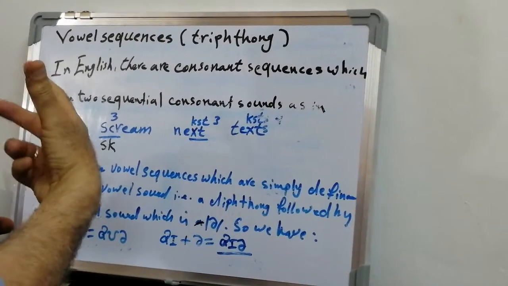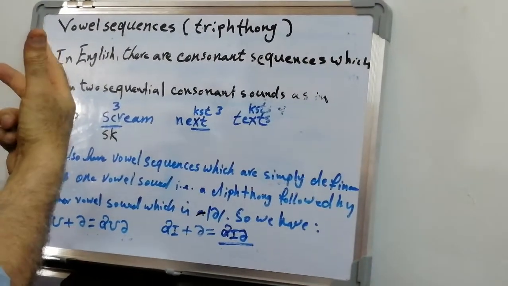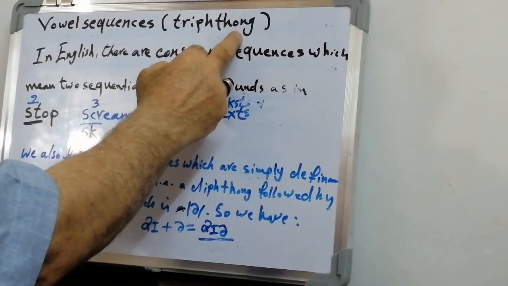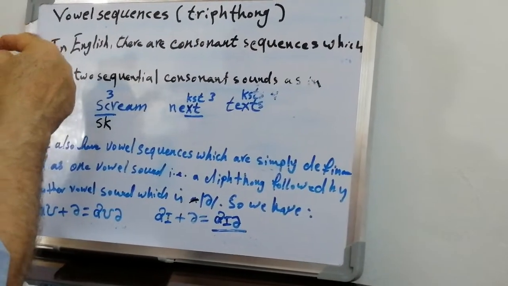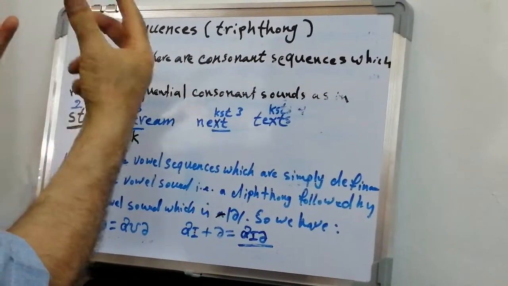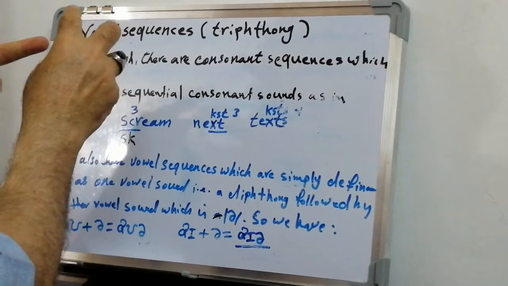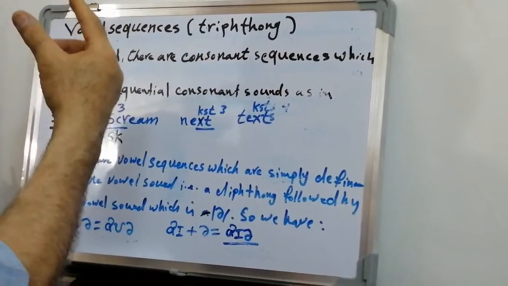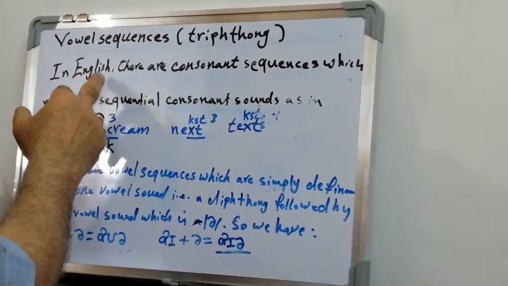Students, welcome to this lecture in which I'm going to talk about what we call vowel sequences or triphthongs. English vowels can be classified as simple vowels or monophthongs, one vowel sound, or diphthongs, which I explained in the last video. And then here we have three vowel sounds. Now, in order to understand the idea of triphthongs or vowel sequences, I have written this.